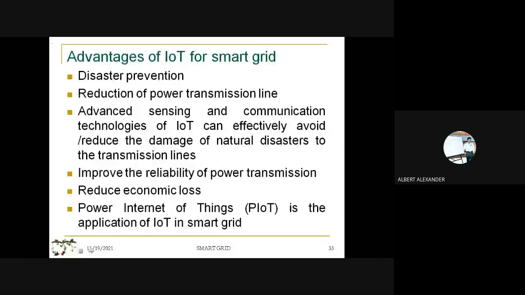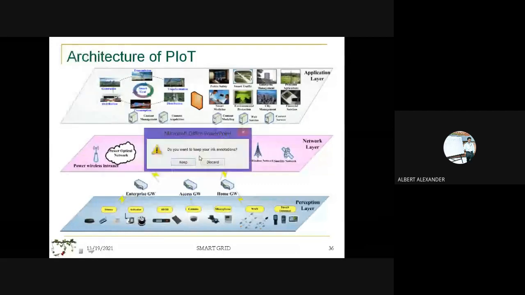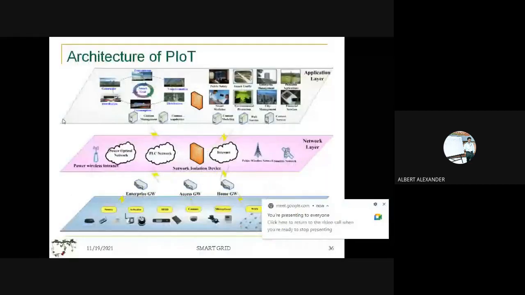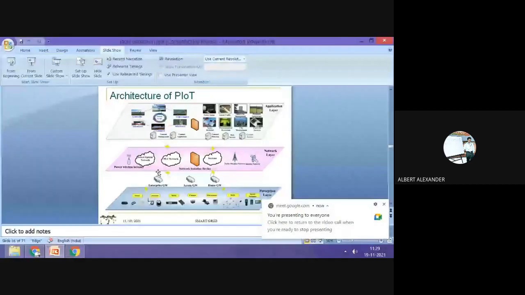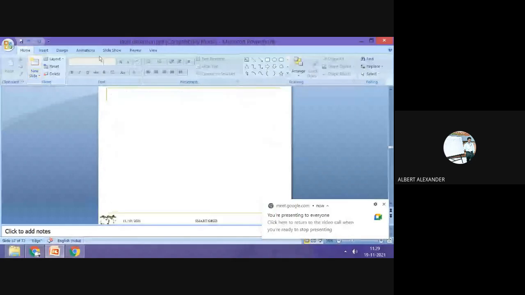Based upon that, I will explain one small case study. The architecture of IoT is about three things: perception, network, and application. For this also I will give one small story, and this is going to be the last story of today's class. I can insert one blank slide to explain what is meant by IoT.